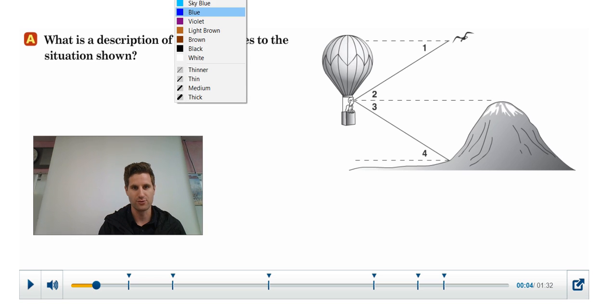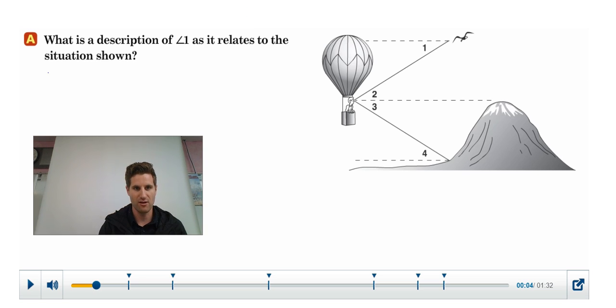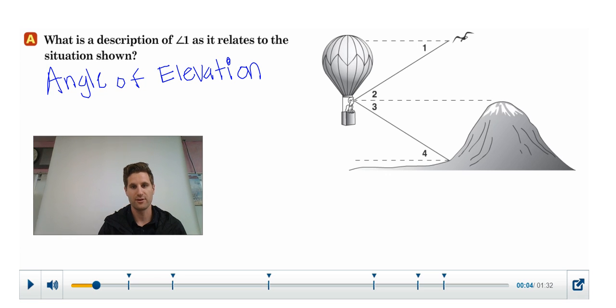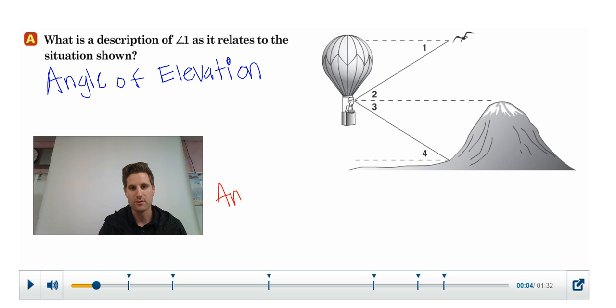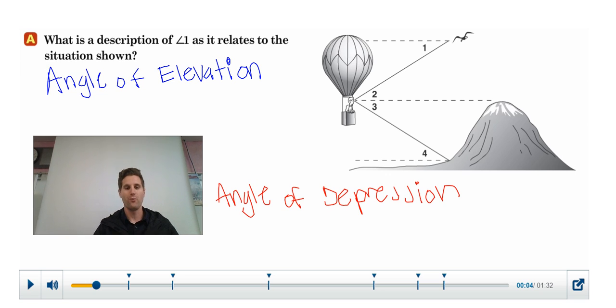I'm going to go ahead and use two colors. I'm going to call this one, in blue, angle of elevation. And then we're going to talk about, in a different color down here, let's do red, angle of depression. Okay, so which is which? So we're going to go ahead and highlight our picture. So angle of elevation and depression are two different things, okay?